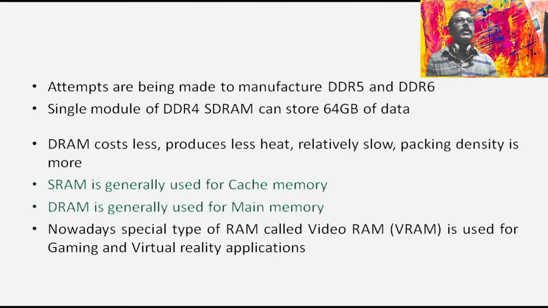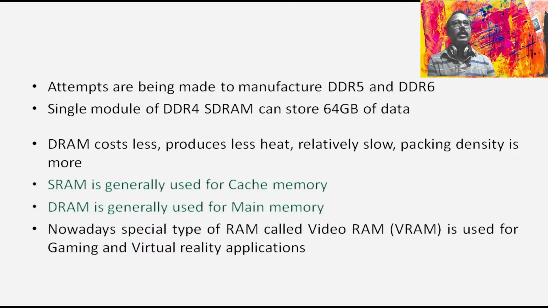So static RAM is generally used for cache memory. Dynamic RAM is used for main memory. Static RAM costs more, but speed will be high. DDR RAM or DRAM costs less, but speed will be relatively less when compared to SRAM.